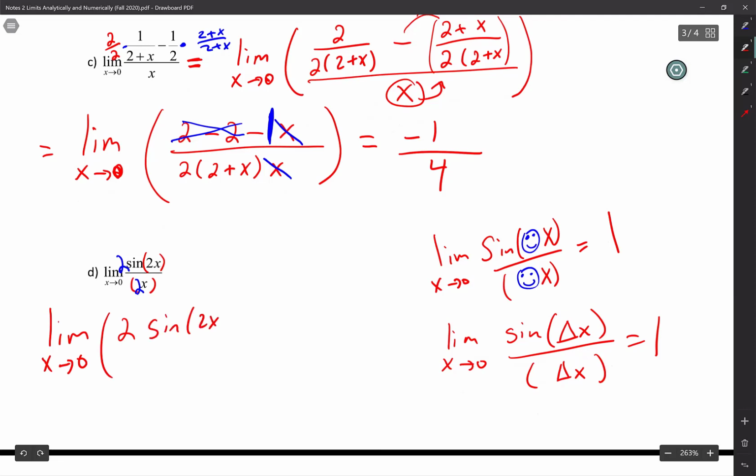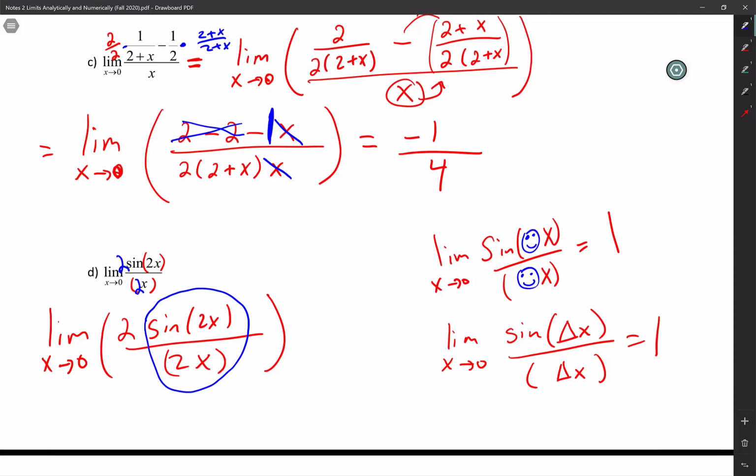2 sine 2x over 2x. Well, look, guys, look what you just did. This that I'm circling, sine of 2x over 2x, is just what? 1. That's just 1. And then I have a big giant 2 in the front, so I have 2 times 1. And 2 times 1 is just what? 2. Yeah, so there it is. And that's how easy it is. This limit is 2.